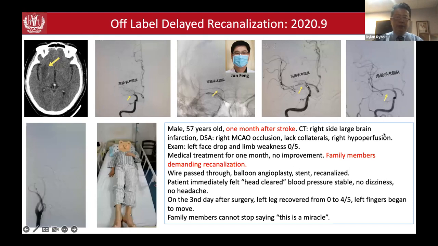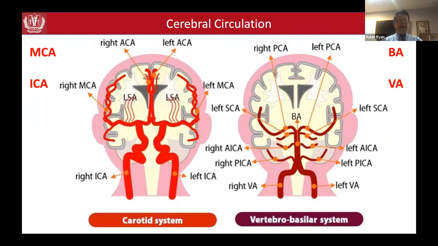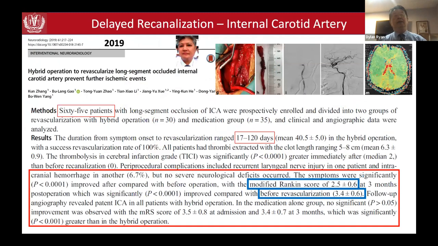So we have four major vessels, right? MCA, ICA, BA, and VA. I've been talking about this for almost 10 years. I've been in China maybe 100 times. Physicians show me how long the thrombus took to take out, how beautiful the vessel looks after recanalization. I said, no, just show me the ranking scores. So I pushed for 3 years.